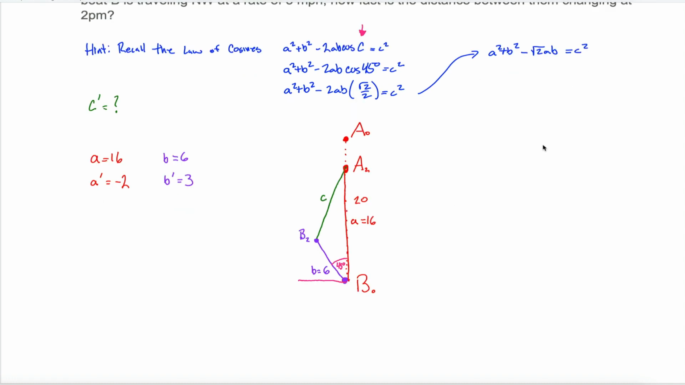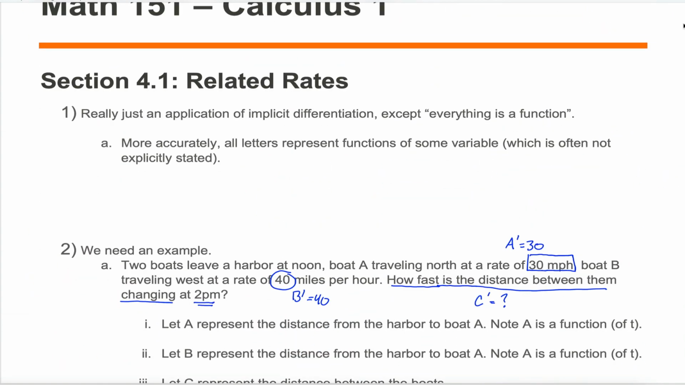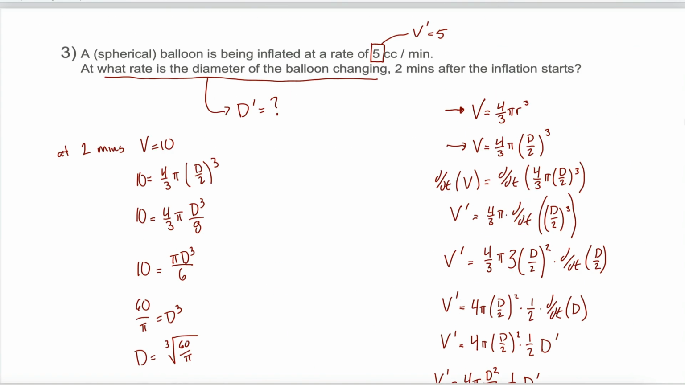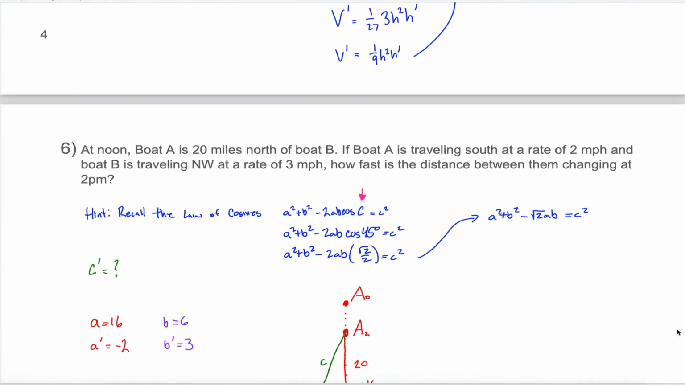I think the big challenge in this problem is seeing that capital C is not a function. In fact, it's a constant, 45 degrees. And that kind of goes against what I said at the very start of these videos, where I said that everything is a function. I guess that was a little bit of a lie. What I'm saying is you're not going to have any variables floating around in here. Everything is either a function or a constant when you're setting up these different equations.